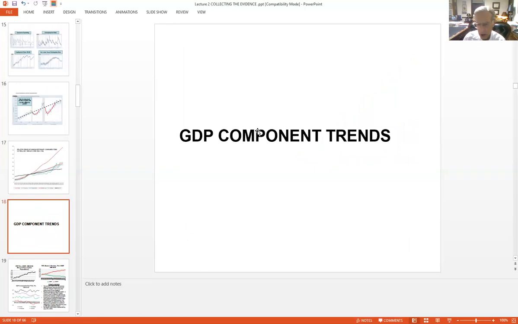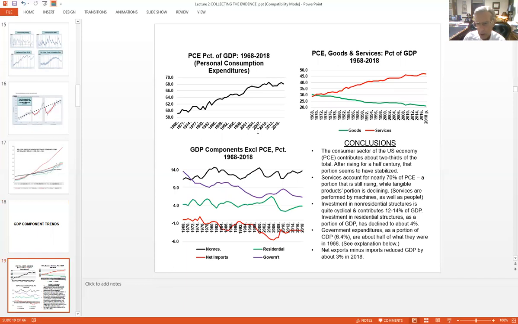So now we'll take a look at the components of the GDP and just sort of focus in on what makes up the GDP. We can see that the upper left-hand chart portrays consumer spending, which represents a little more than 2/3 of the total economy, of the GDP. So in 2018, it was 68.1%.